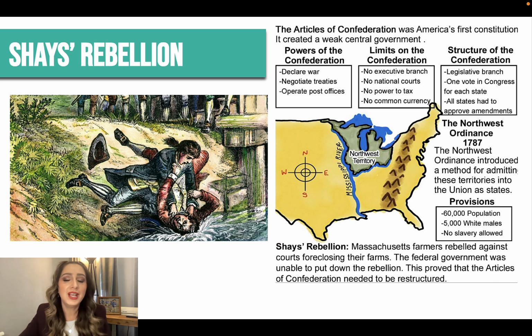This proved that the Articles of Confederation were too weak, and we needed to restructure our federal government. We needed to redo it. There was too many bad things with it. And remember, we did it really quickly, right? So we didn't have the time to really think out what kind of government we wanted for our new nation.